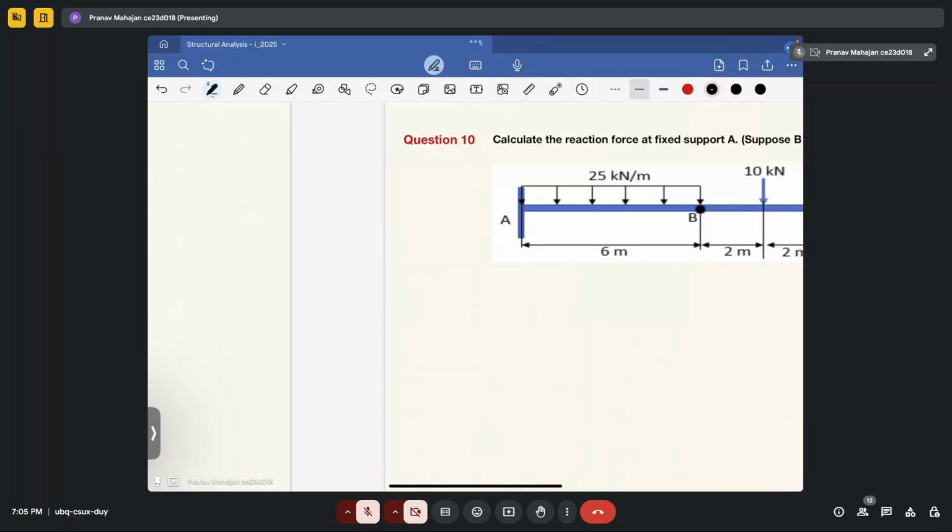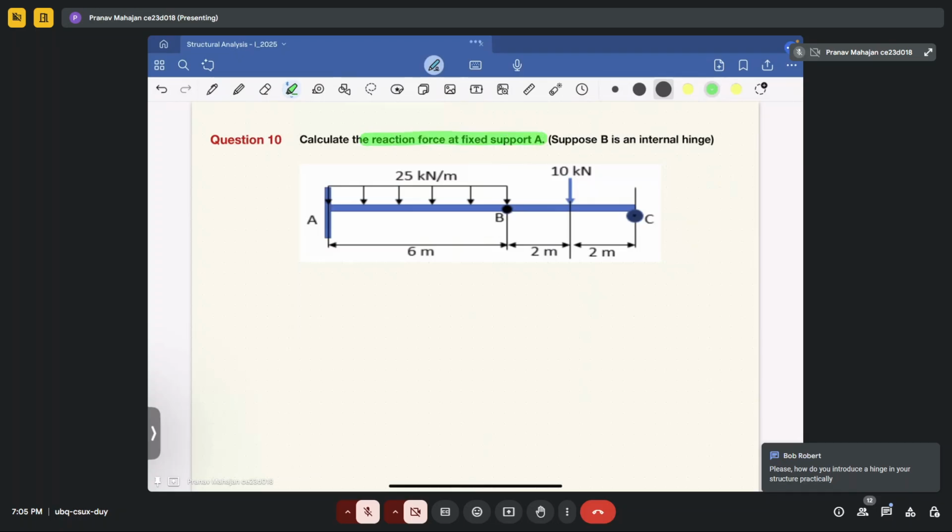So let's solve the last question of today. You have to calculate the reaction force at support A. Given that B is an internal hinge, you have to divide this whole beam into two parts.